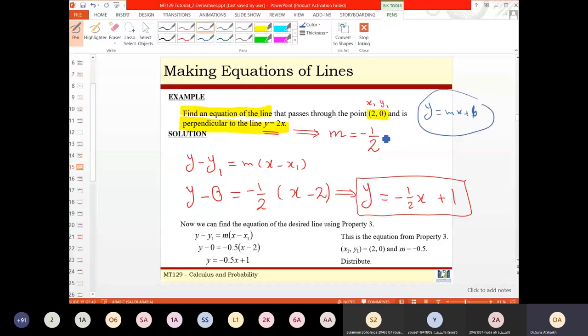Why did we take it as minus 1 over 2? Because they said that my line is perpendicular to this line, y equal to 2x. If perpendicular, it means the slope of my line is the inverse with a minus sign of the slope of this one. The slope of this one is 2. So the slope of my line is minus 1 over 2.